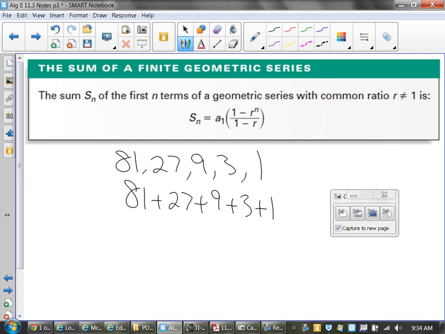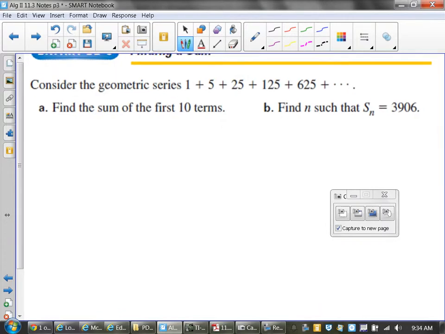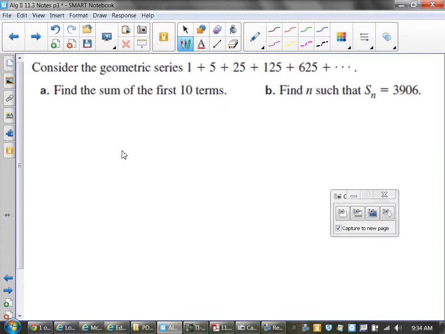So let's go through an example here. And like I said, this is going to be relatively straightforward. What's going to be weird is when you have to find the missing value. Okay? So let's use this one. Geometric series: 1 plus 5 plus 25 plus 125 plus 625 plus and so on. And I want to find the sum of 10 of them.